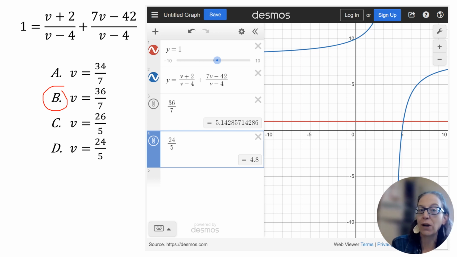This also works for square roots. Okay, so if you've got radicals, you would just try to match the decimals up.